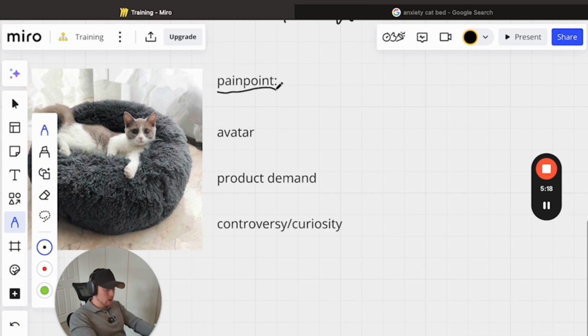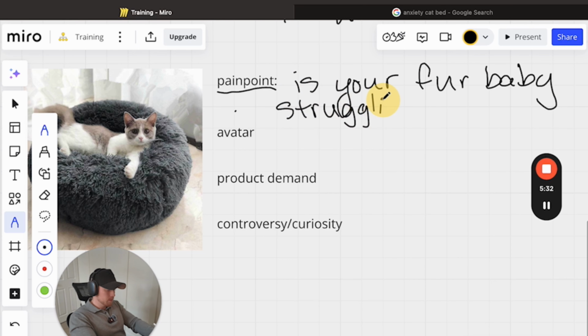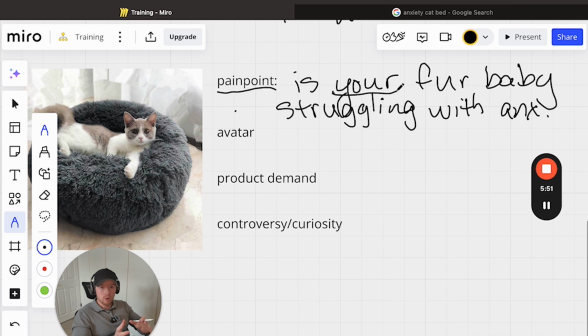So this would be something along the lines of, "Fur baby struggling with anxiety?" We want to be careful. I'm just going off of the whim here with these ideas, but you want to be careful with the verbiage you're using if you are running Facebook ads. One of the things is you don't want to use the words you and your, because it's almost specific to that person. You're talking to them directly. You want to use indirect language just so that you're not violating any policies.